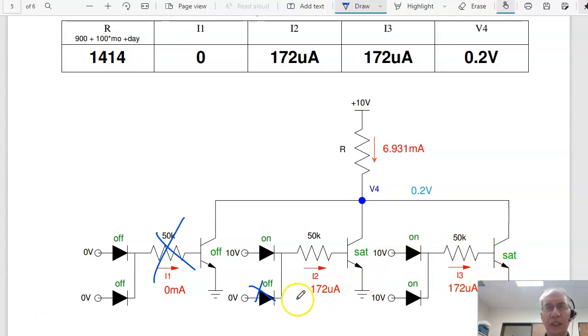And then the current allows 17 milliamps to flow. I'm only pushing 9, so these are saturated. The other 9 is going to split up. Regardless, beta IB is more than IC. These are saturated. V4 is 0.2 volts.